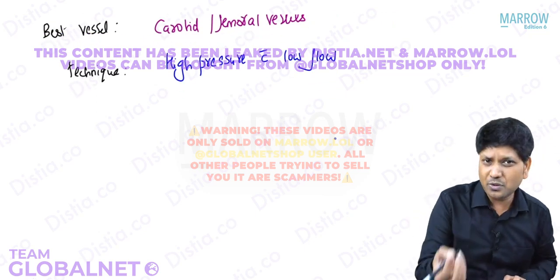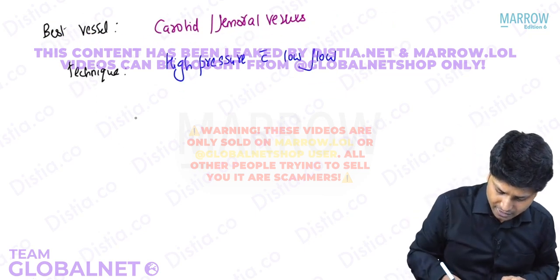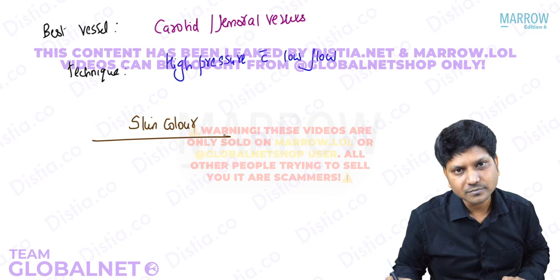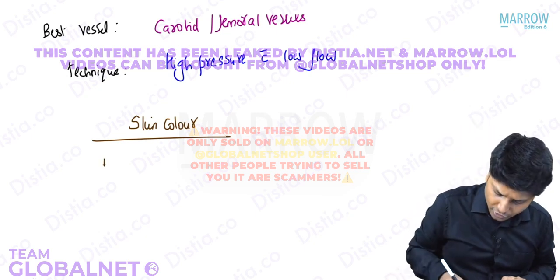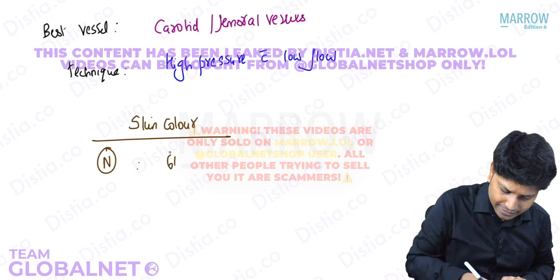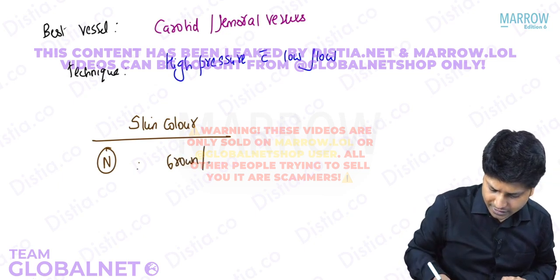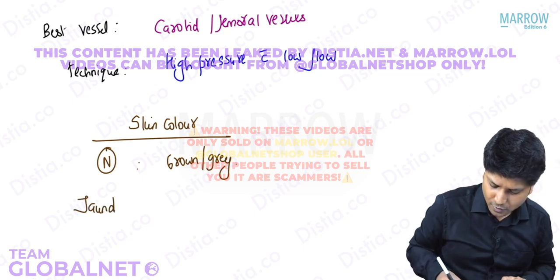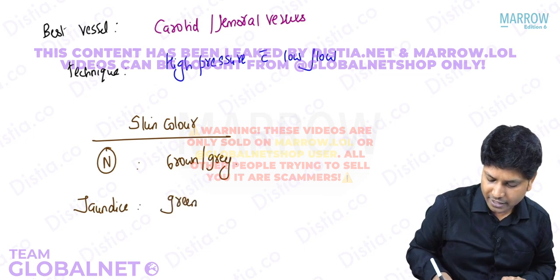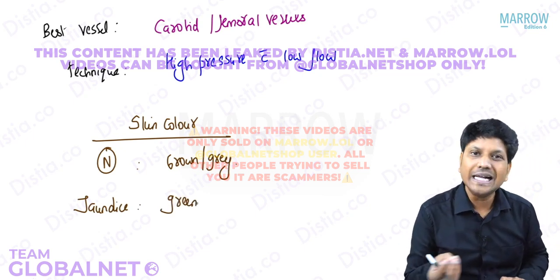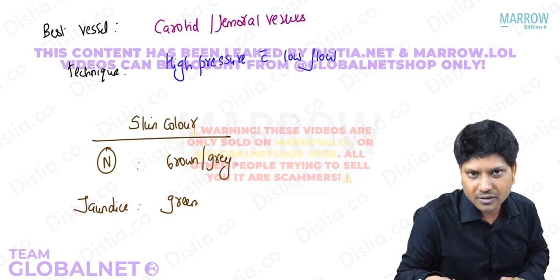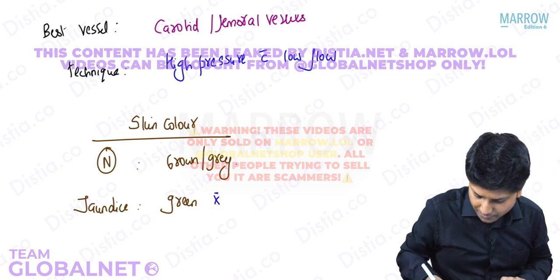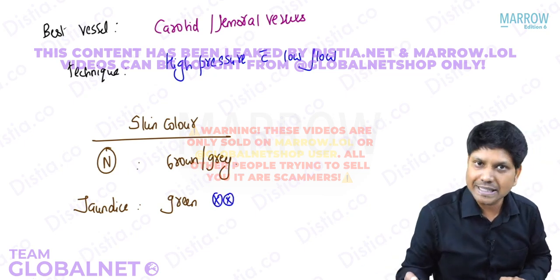And suppose you do embalming of the dead body. What happens to the skin color? For a normal person, after embalming, it can become brown. Sometimes gray as well. But if the person dies of jaundice and you do embalming, the color of the skin will become green after embalming. That is because of the reaction between the embalming solution and the bilirubin which is present in the body. Do remember, this is one very important point. It was asked in your previous JIPMER exam as well.